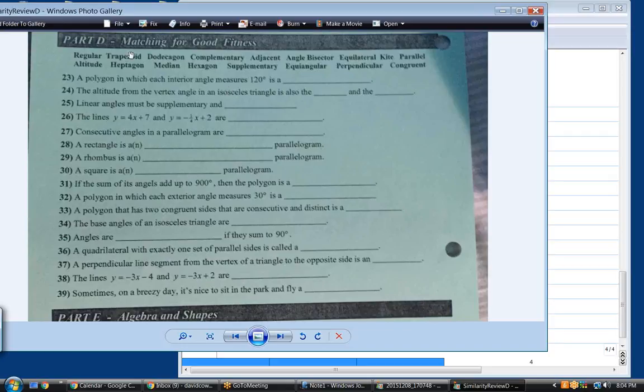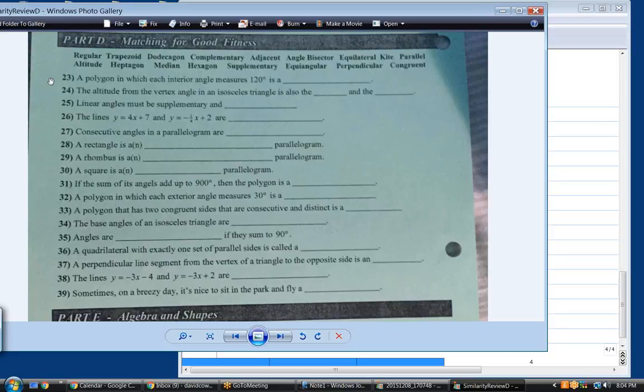Okay, 23 is multiple choice. We have to pick one of these words to fill in for each blank. Okay. Well, 38 and 39. 38 is parallel and 39 is a kite. Okay. That's pretty good. How'd you get so far ahead of me? I don't know. Okay. How about 23?